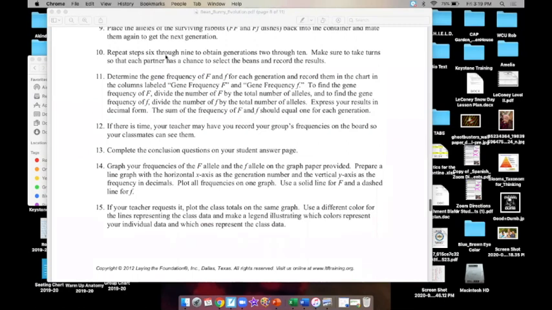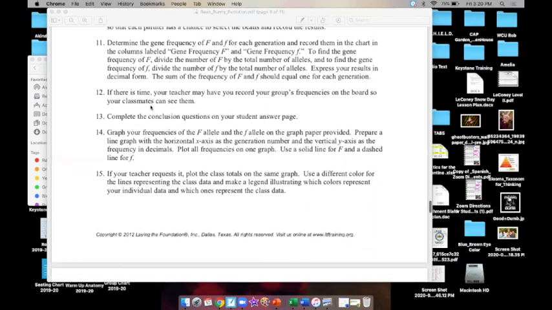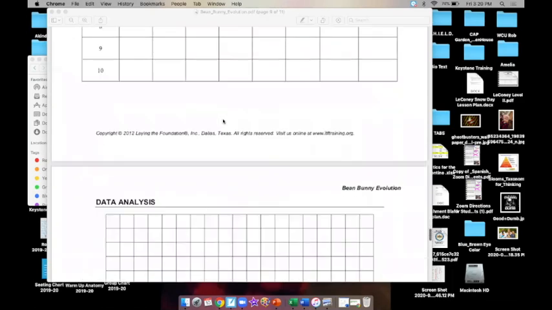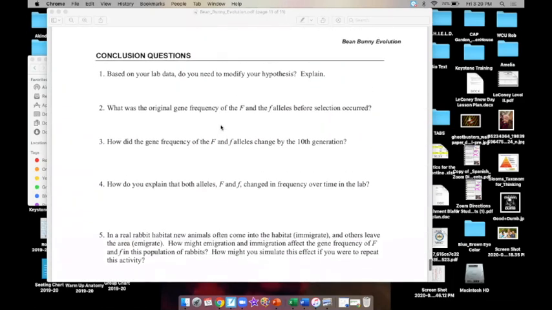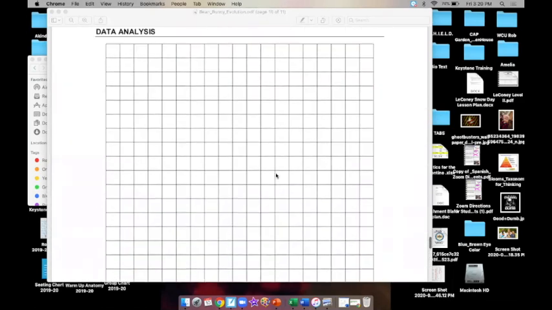Repeat steps 6 through 9 to obtain generations 2 through 10. Make sure to take turns so that each partner has a chance. Okay, you don't have partners, moving on. Determine the gene frequency of F and little f. I did that for you. If there is time, your teacher may have you record your group's frequencies on the board. Not going to do that. Then complete the conclusion questions on the student answer page. These questions are going to be on a Google Doc for you as soon as I make it.